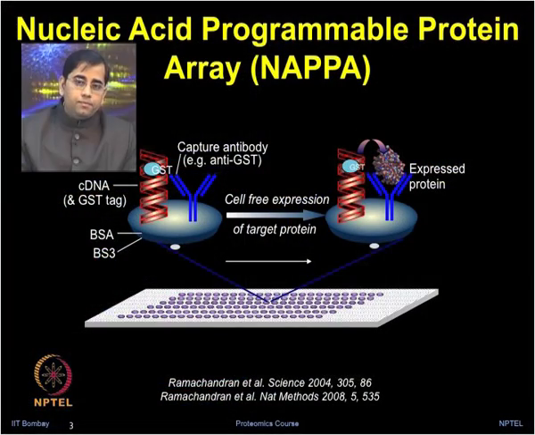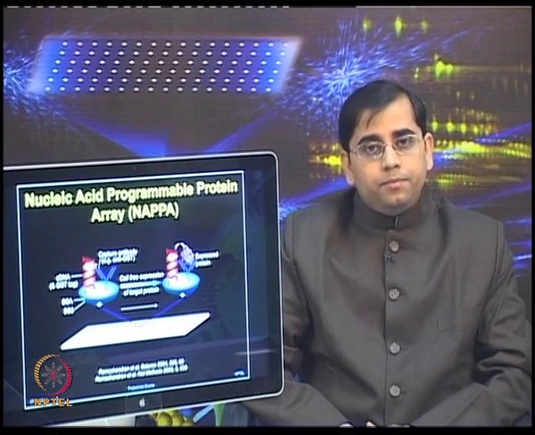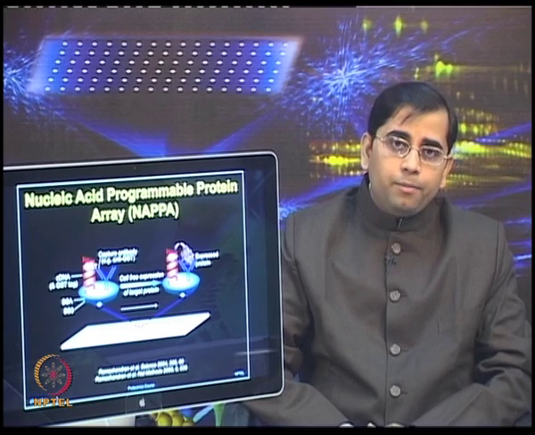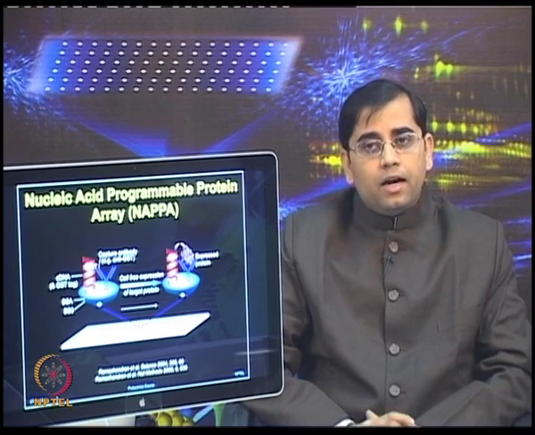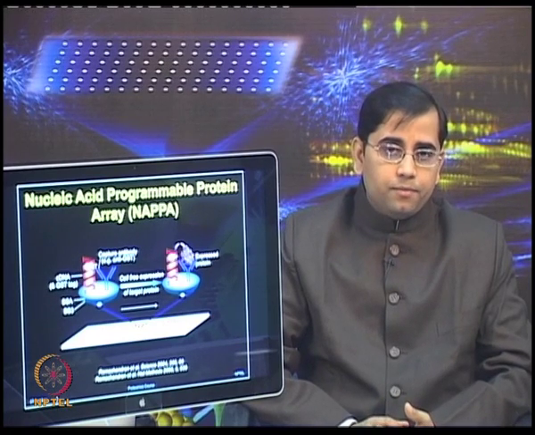As you can see in the slide, you have a microarray slide, and each feature which I have highlighted in the expanded view contains 4 components. One of them is cDNA containing a GST tag, then you have bovine serum albumin BSA protein, a capture antibody such as anti-GST, and BS3 cross-linker. So, in the NAPPA approach, plasmids encoding the target proteins are fused with an affinity tag, and those are affixed to the array surface.